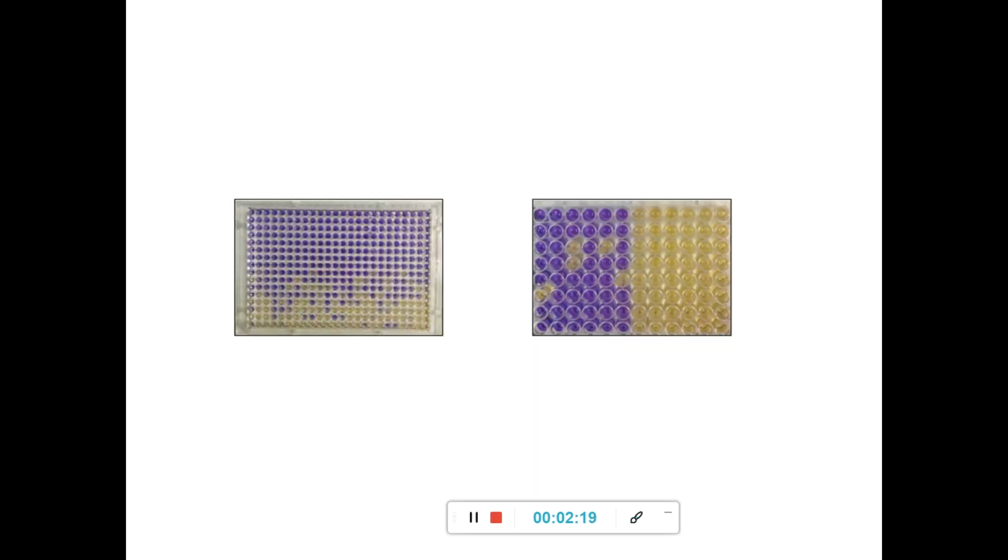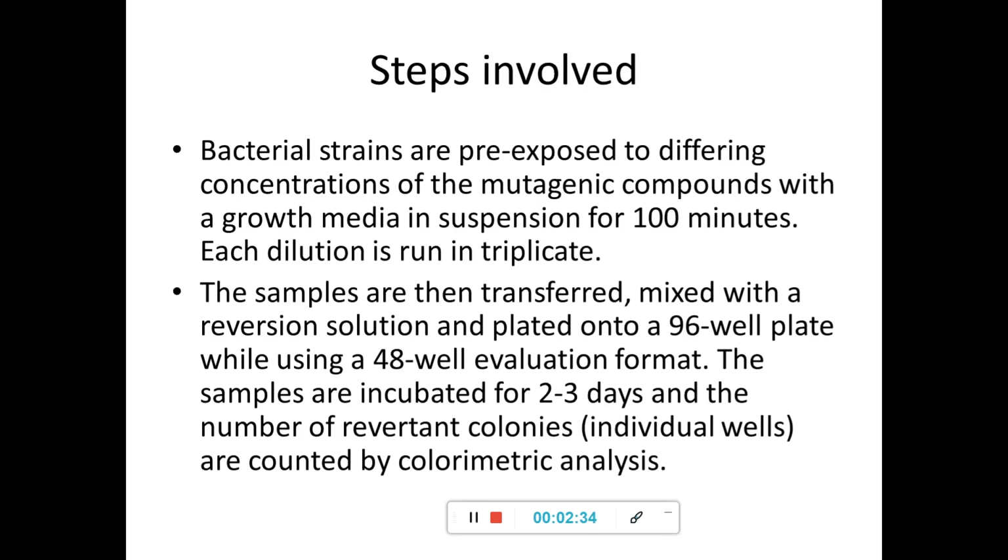Now this is a microtiter plate. The number of wells that we have will be varied. Sometimes you can have such a small plate, or it could be multiple wells put into a single plate. Different sizes of microtiter plates are there. Now what are the steps which we do here? The bacterial strains here are pre-exposed to differing concentrations of the mutagenic compound with a growth media in suspension for 100 minutes. And each dilution is run in triplicate. Now this protocol that we talk about here, the time duration and all that would be different probably for different kits, but I am giving you one example here.